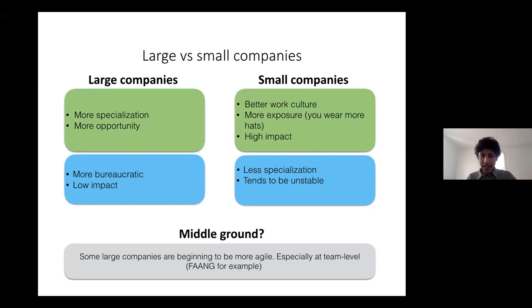So is there a middle ground? Yes. From my experience, some large companies are beginning to become more agile and flexible, especially at team level. So FANG, for example. FANG stands for Facebook, Amazon, Apple, Netflix, Google. The term FANG was coined to signify some of the highest performing stocks at a given time. So in the FANG companies, you find that they tend to have small teams which are more agile, more flexible, and sort of function as small companies themselves.